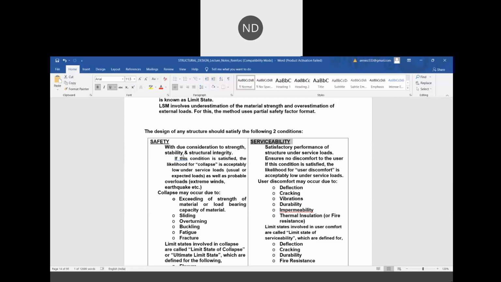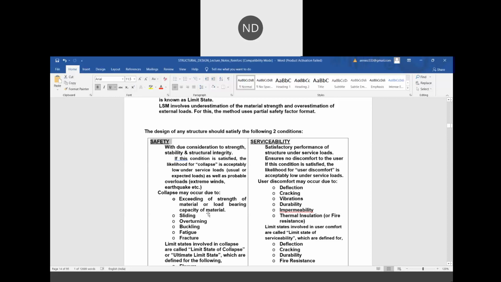Extreme means, like I told you before, how we consider the safety, how we ensure the safety when we are designing something with the help of the limit state method, how we ensure the safety of the building by considering the maximum load and the lower material strength. So the collapse of the building may occur due to exceeding of the strength of the material or the load.